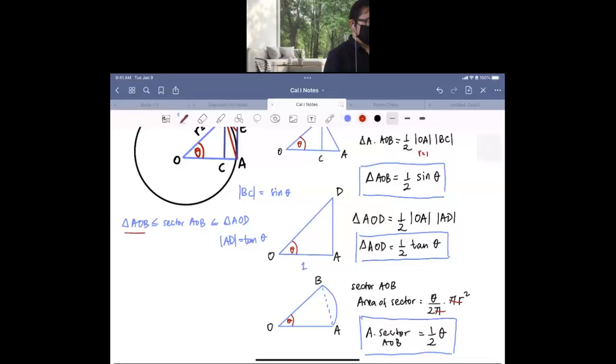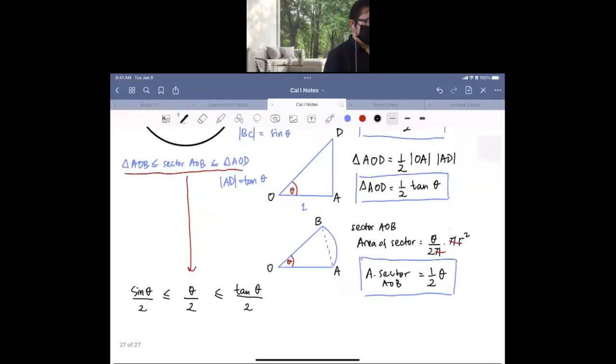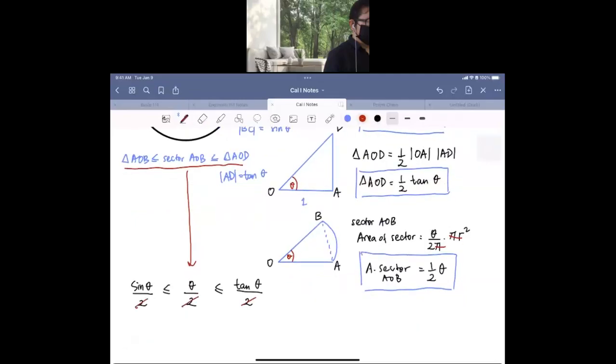Now, by using this inequality here, we are going to write the triangle AOB as sine theta over 2, and the sector is theta over 2, and AOD is tangent theta over 2. We need to make sure all of these are positive, because it's an area and we are calculating the length. Now we can simplify it, remove 2 from the inequality.